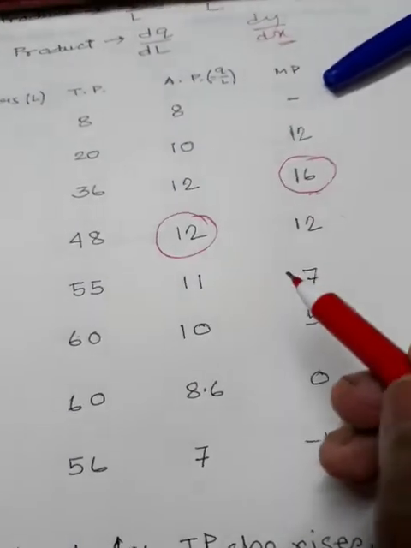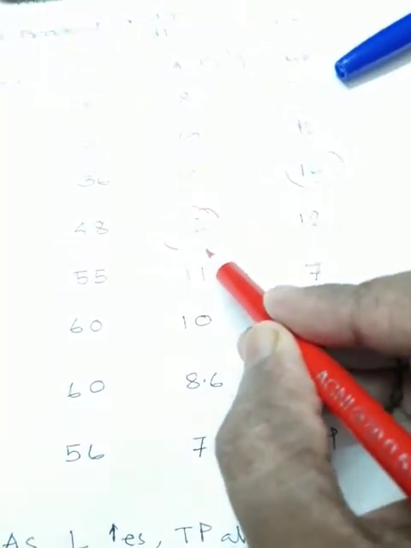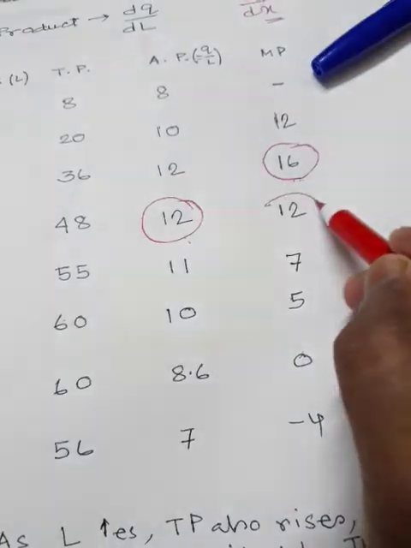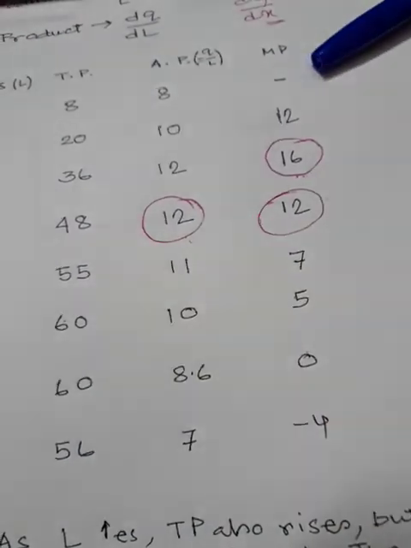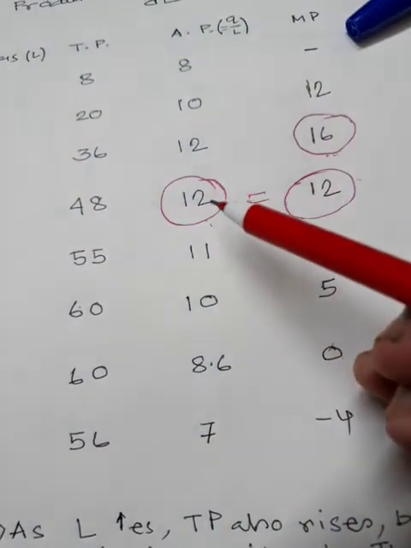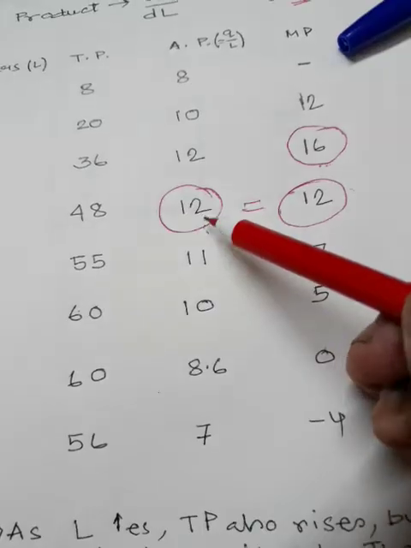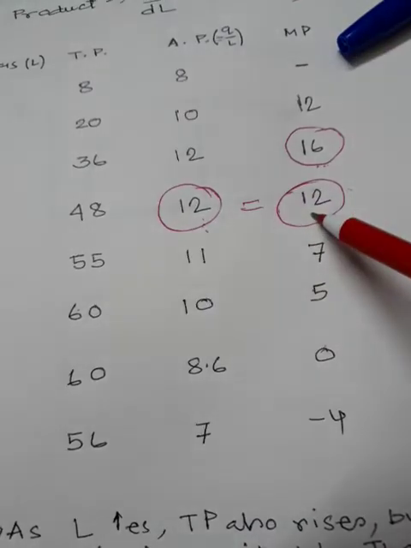There is another feature too. When average product is maximum, it is equal to marginal product. These are equal. So when average product reaches its maximum, marginal product and average product are equal. This is another one that we have got.